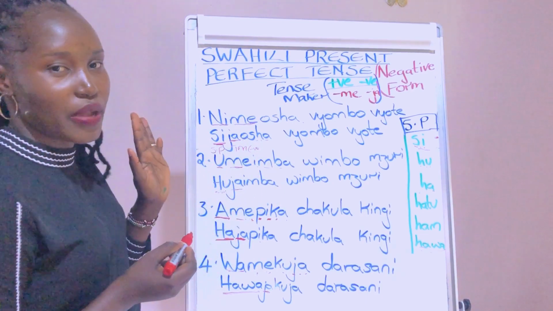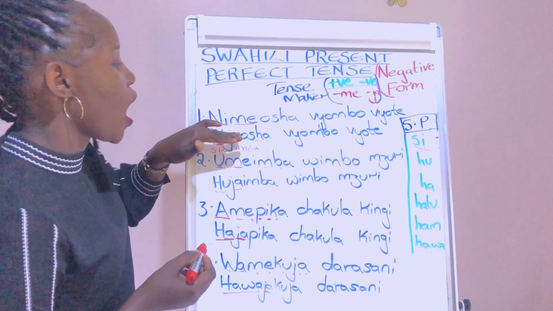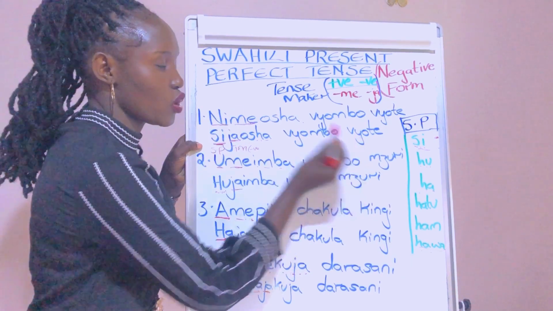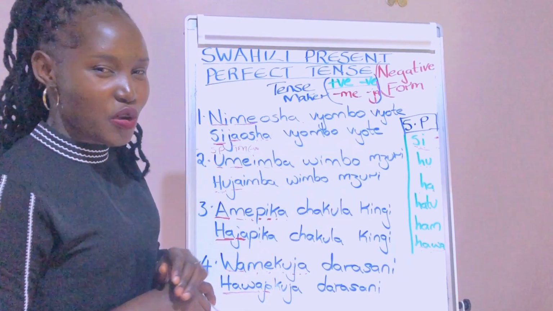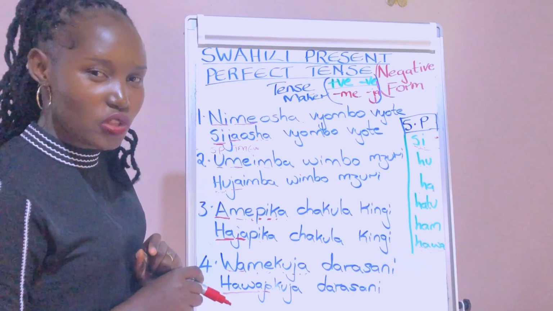The verb is not tampered with. So sijaosha vyombo vyote. I haven't washed all the dishes.